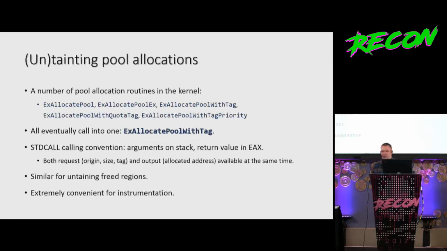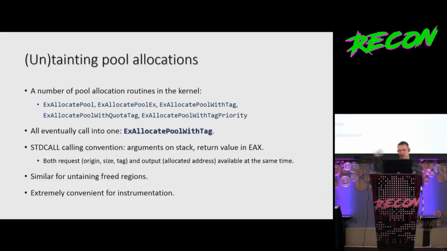So the first OS-specific thing is tainting pool allocations and untainting them. So we have to learn about the allocator. In Windows, we have several allocator functions. All of them have the same prefix of ExAllocatePool, but they have different suffixes. But the nice thing is that they eventually all call into a single one called ExAllocatePoolWithTag, which has a stdcall calling convention, which has the nice property that all of the arguments for this function are on the stack, and the return value is in EAX.